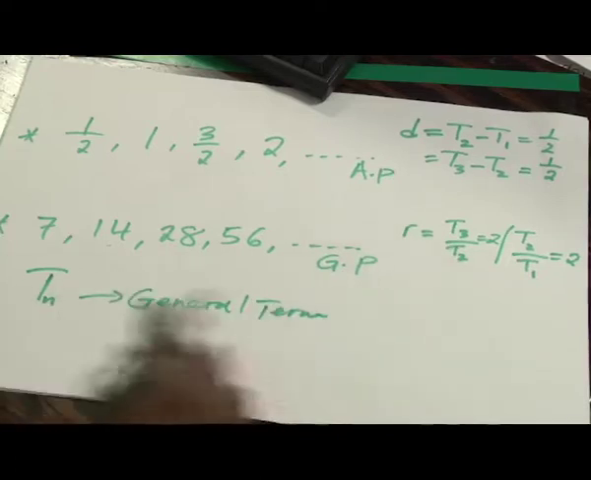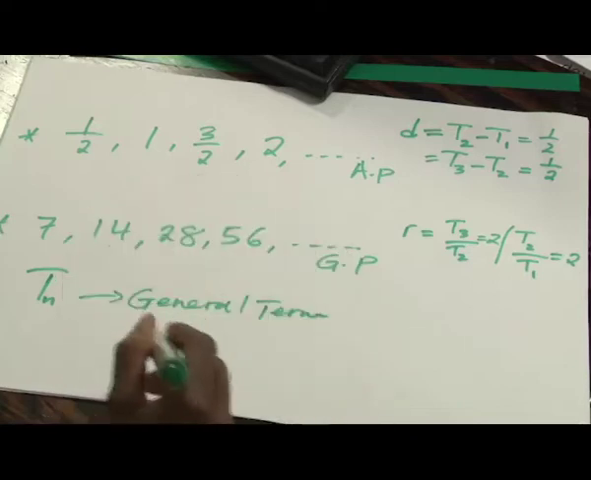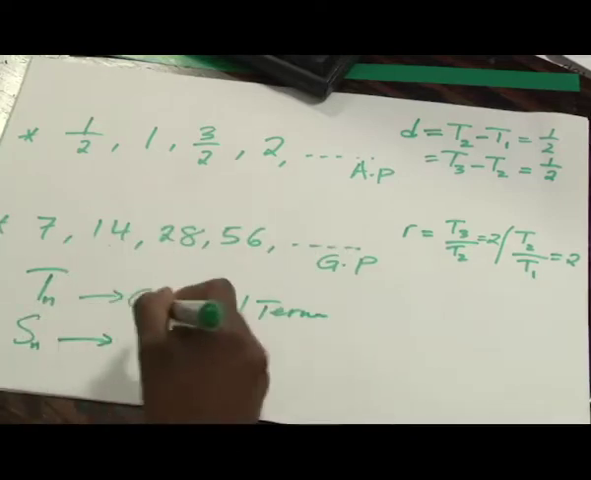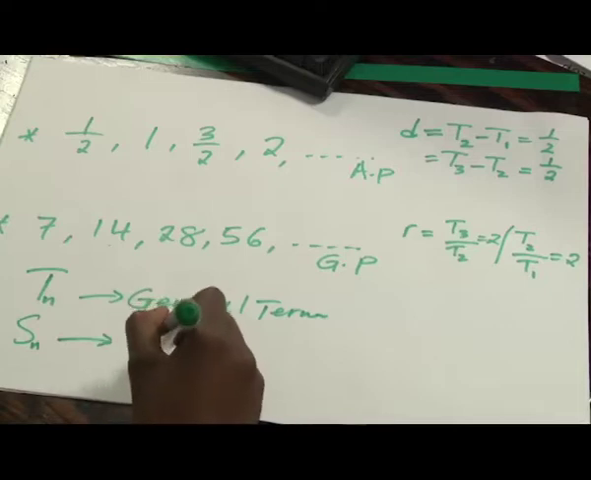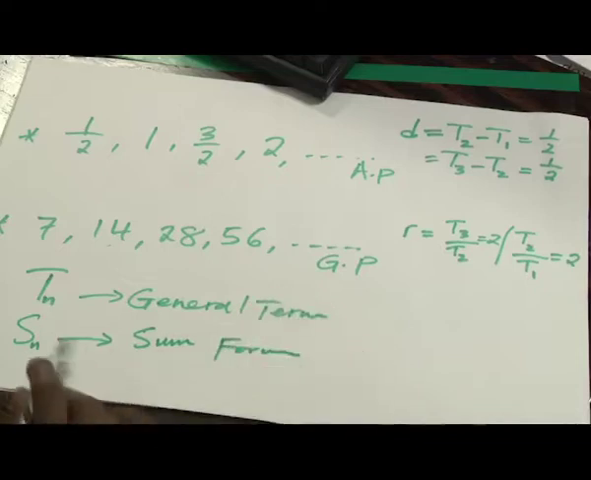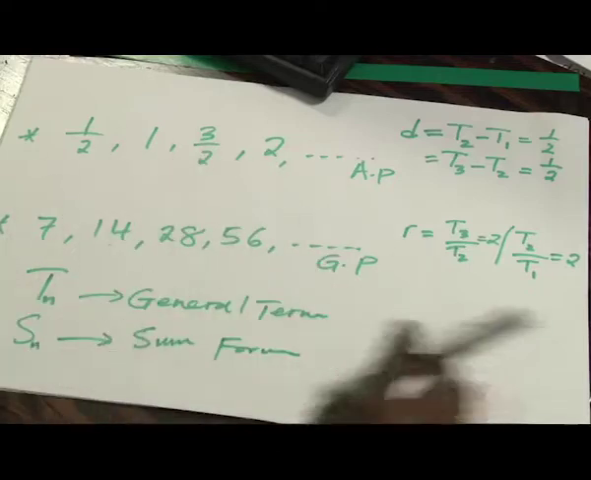So this is mostly just talking about the terms of a sequence. And then we have the Sn formula. So this is the sum formula, which is simply the sum of specific terms, or the sum of the terms in the sequence. Let's look at the example that is on your screen there.